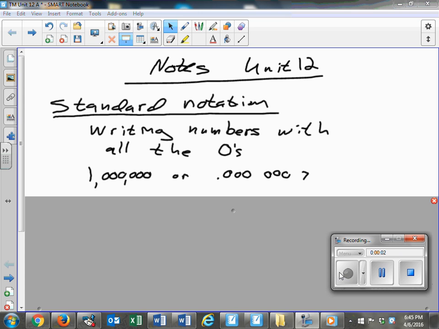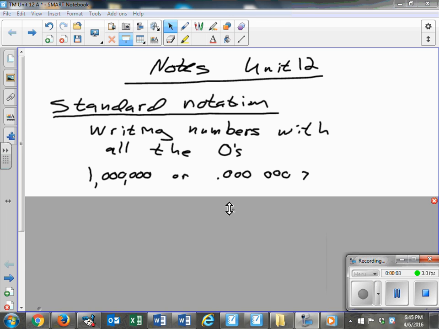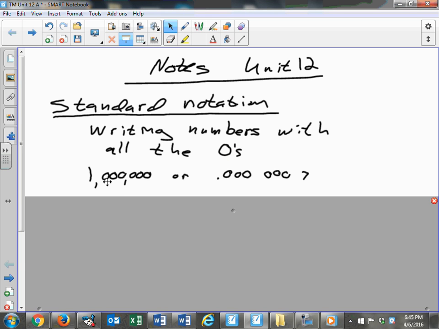We're going to talk about scientific notation today, which you probably know all about, but I'm just going to burn through a little review and then we're going to build on it with engineering notation. So standard notation is basically writing really big numbers or really small numbers with all the zeros. So 1,000,000, put all 6 zeros in there.